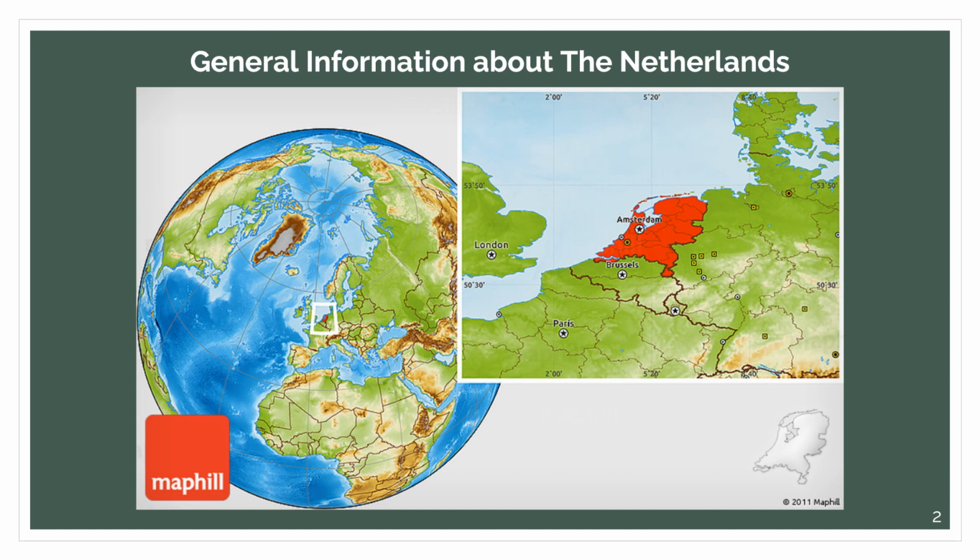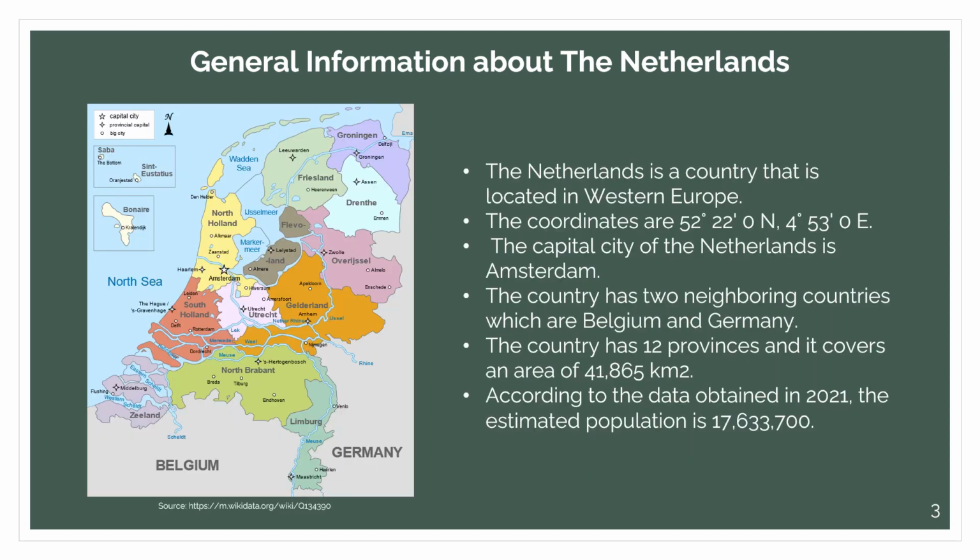General information about the Netherlands. In this picture we can see where the Netherlands is located in the world. The Netherlands is a country located in Western Europe. The capital city of the Netherlands is Amsterdam. The country has two neighboring countries, which are Belgium and Germany.